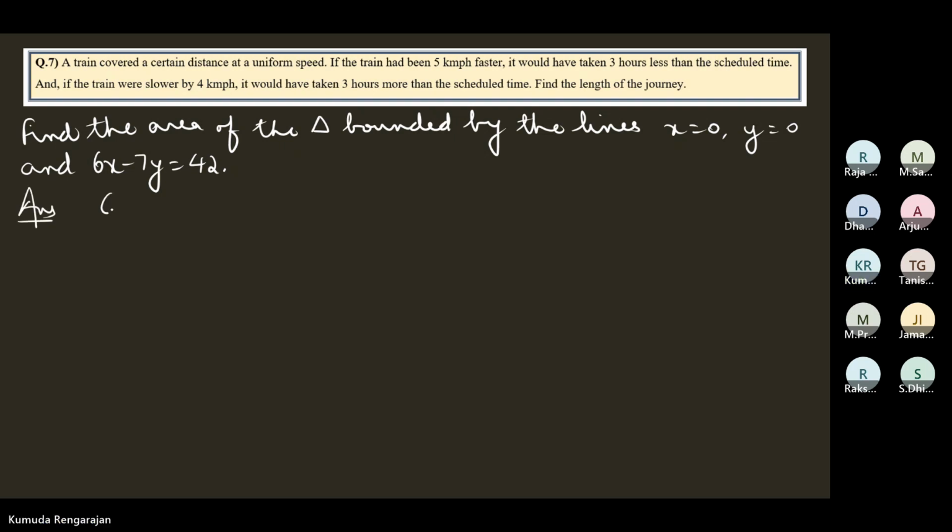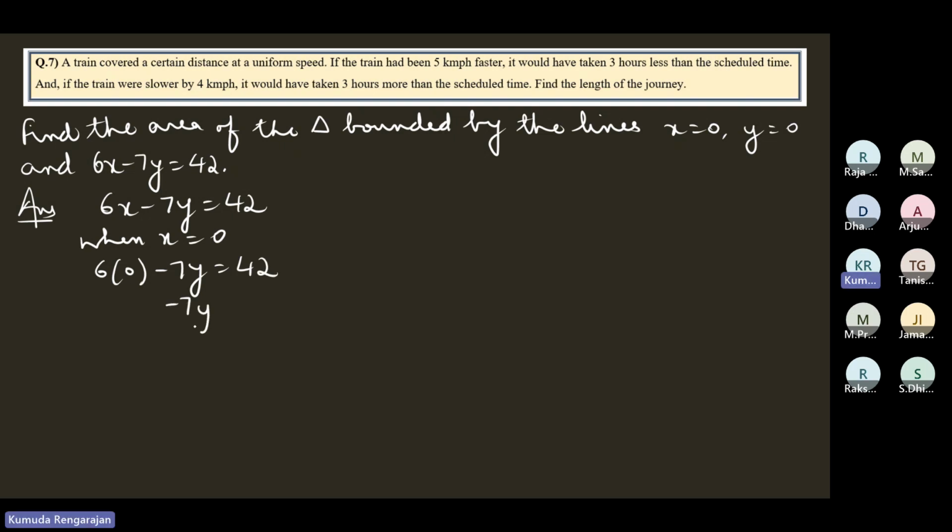So for that, take up this equation and when x is equal to 0, find the corresponding value of y. Okay, 6 into 0 is 0. So minus 7y is equal to 42. Y is equal to 42 by minus 7. Y is equal to minus 6.